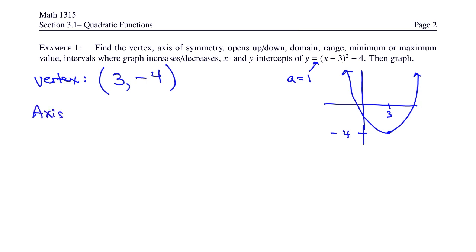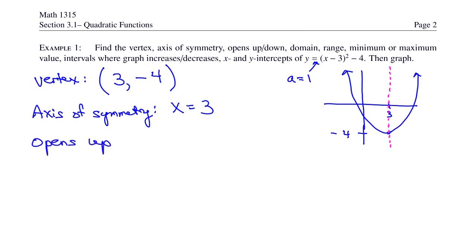Next, let's find the axis of symmetry. The axis of symmetry is the vertical line that passes through the vertex. And so that would be x equals 3. We've already stated that this parabola opens up. We know the domain for parabolas and quadratics is all real numbers. So that's -infinity to infinity.